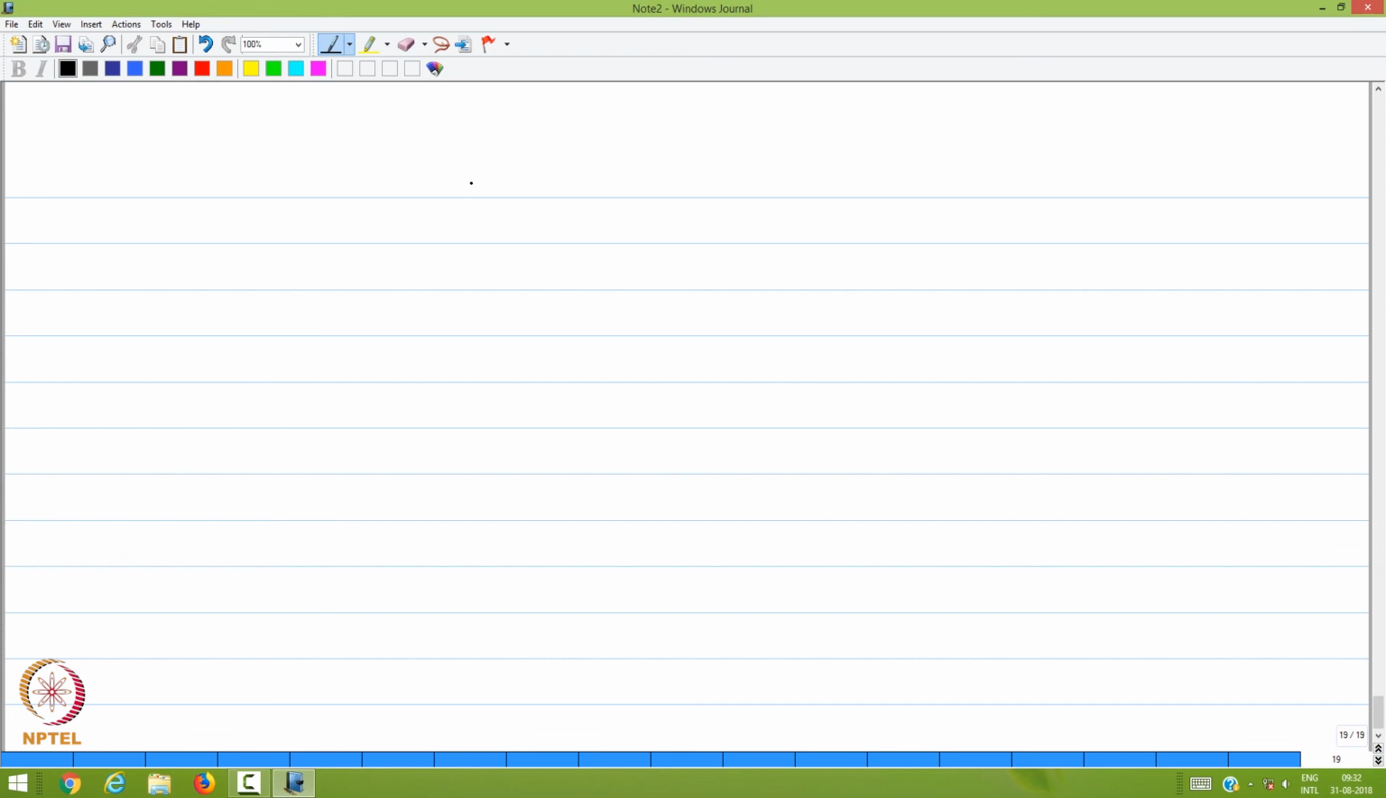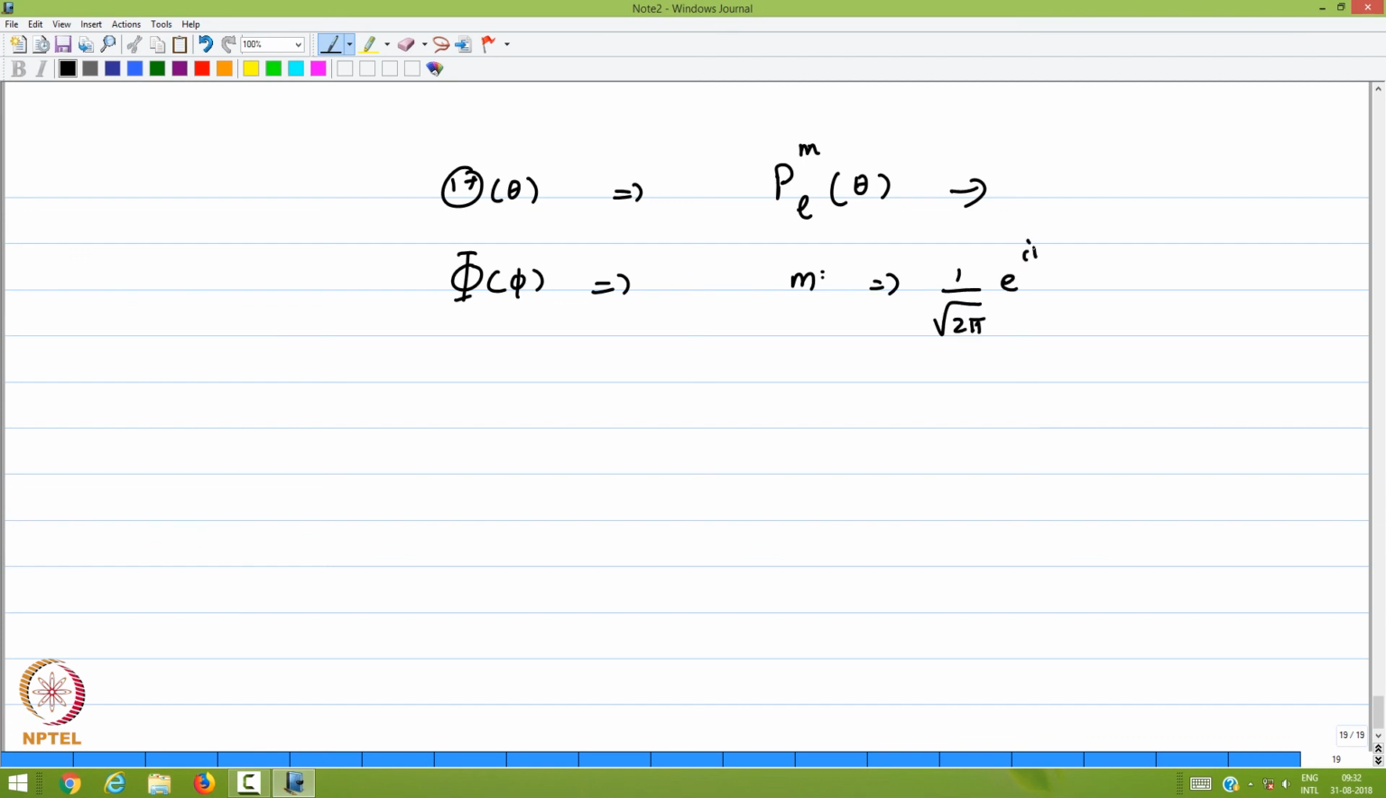Now, we have the function Theta of theta, which is expressed in terms of two quantum numbers L and m, and the theta. This is the associated Legendre polynomial, and then we had the phi function, which was expressed in terms of the m coordinate. This m and this m are the same. Please remember they were connected to each other in the separation of the original equation. Therefore, this is 1 by root 2 pi e to the i m phi.